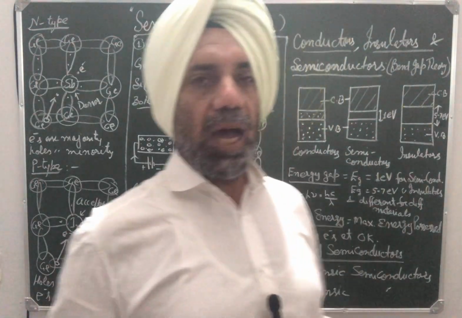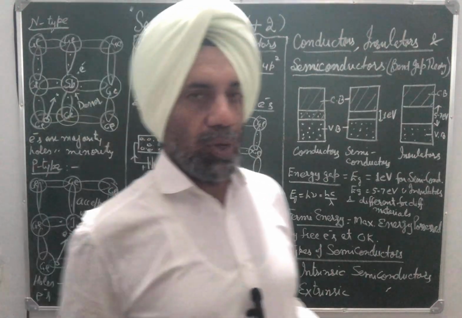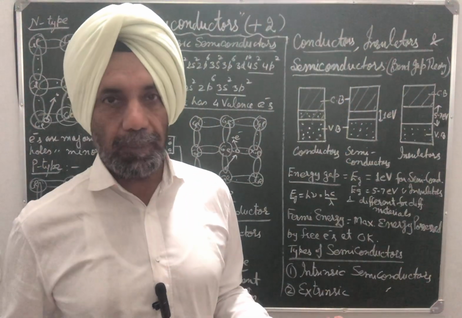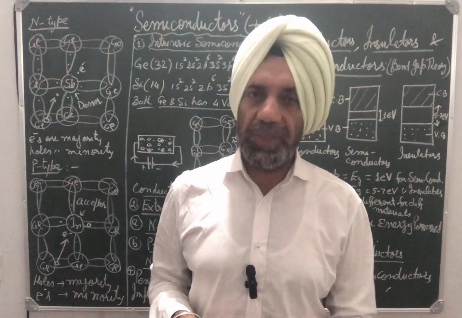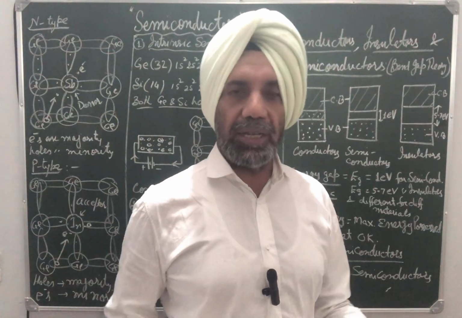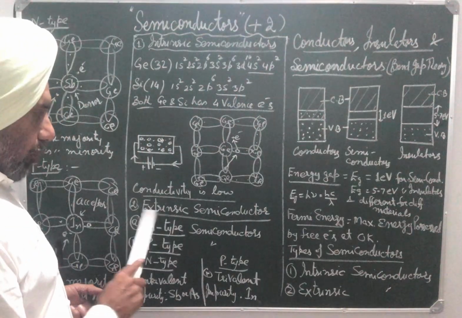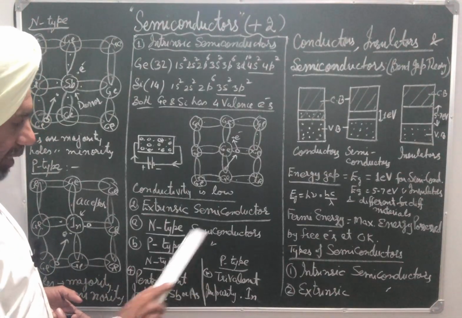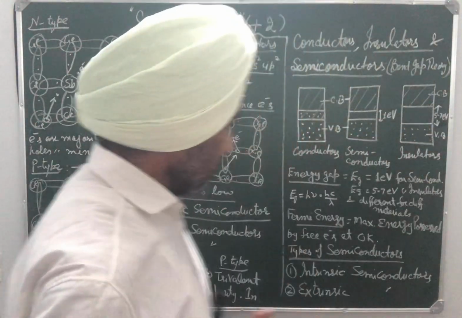To enhance their conductivity, we make use of extrinsic semiconductors. Extrinsic semiconductors are also known as doped semiconductors. The pure sample of germanium or silicon is doped with some elements, and this process of adding impurity to the pure sample of germanium or silicon is called doping. Doping is of two types. Therefore, extrinsic semiconductors are of two types, N-type semiconductors and P-type semiconductors. Now, what is the difference between N-type and P-type semiconductors?